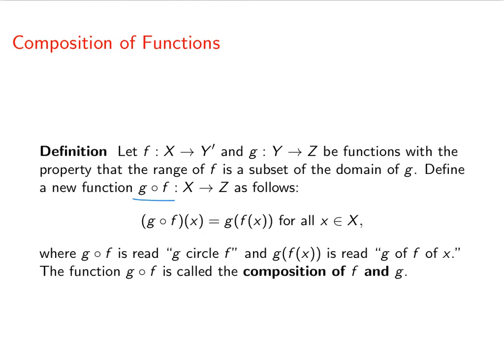This is g circle f. And g circle f is just g of f of x. So we take the output of f and plug that into g. So g circle f, that's called the composition of f and g.